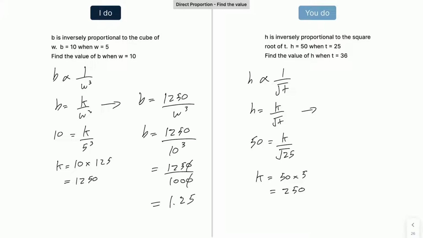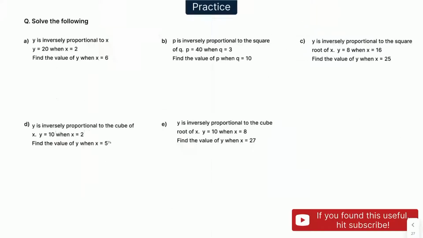And we can put that into here. And the question says, find the value of h when t is 36. So now when t is 36, it's going to become root 36, which then becomes 6. So we now have 250, divide that by 6, and that can be simplified to 125 over 3.